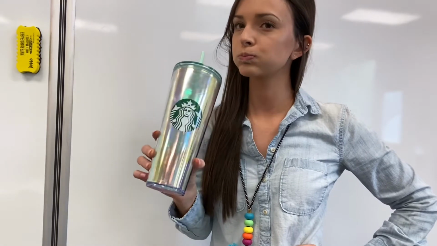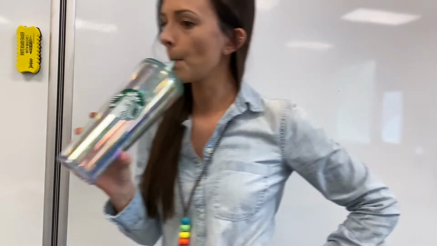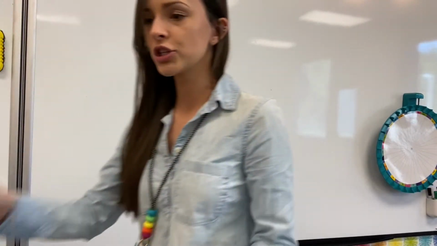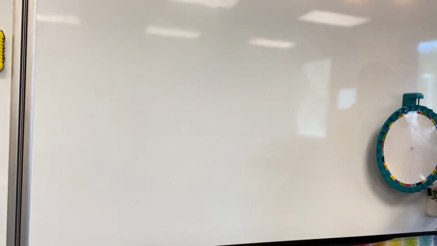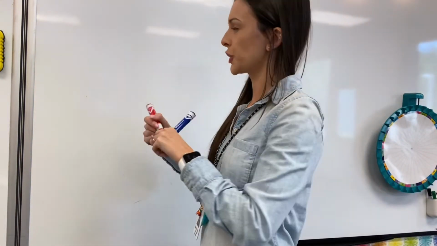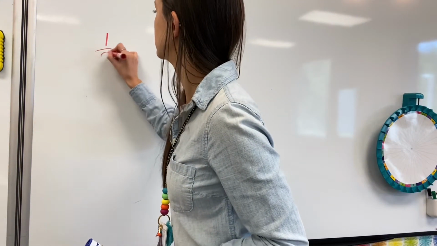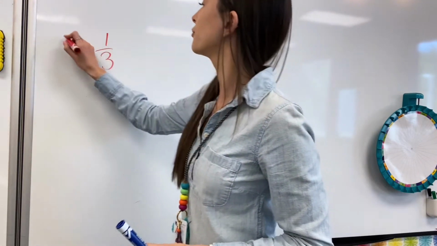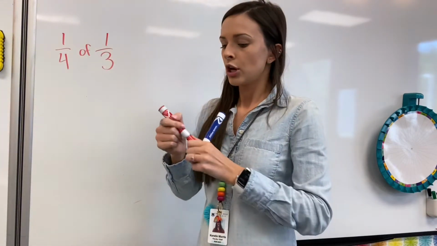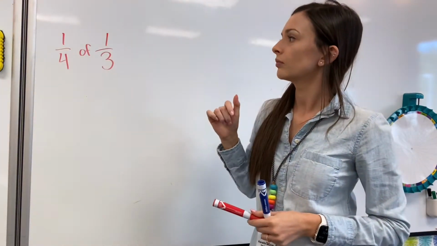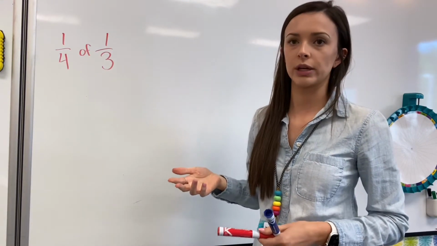And you see that it is about 1/3 of the way full, 1/3. And let's say that I just drank 1/4 of that 1/3. So let me write that down. It was 1/3 of the way full. And I just drank 1/4 of that 1/3. So what if I want to find out how much water did I just drink?